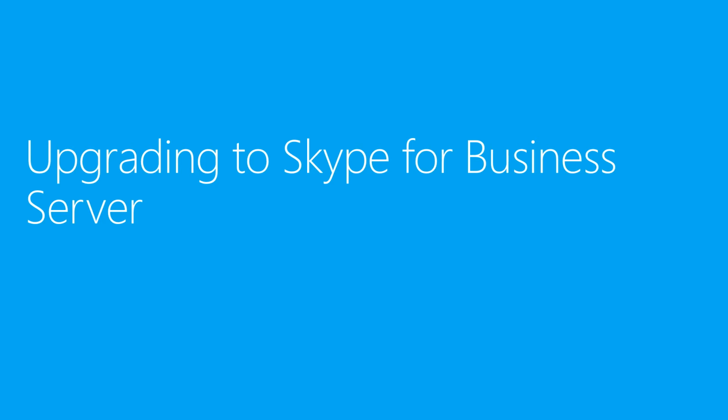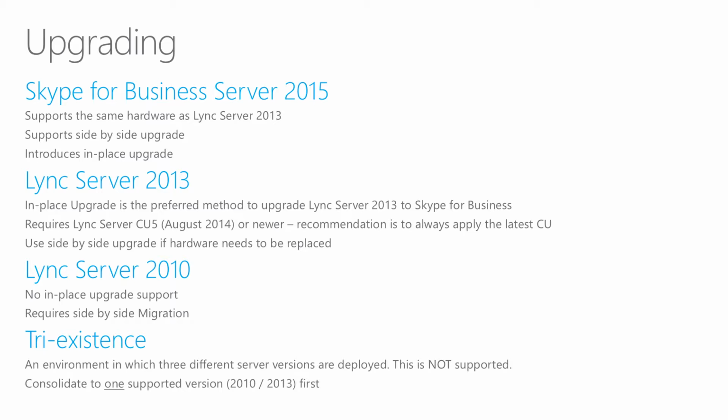Upgrading to Skype for Business Server 2015. It is important to note that Skype for Business Server 2015 supports the same hardware as Lync Server 2013, and that there are two supported migration options, the first side-by-side migration and the second in-place migration. Which option you select will be dependent upon your existing environment.